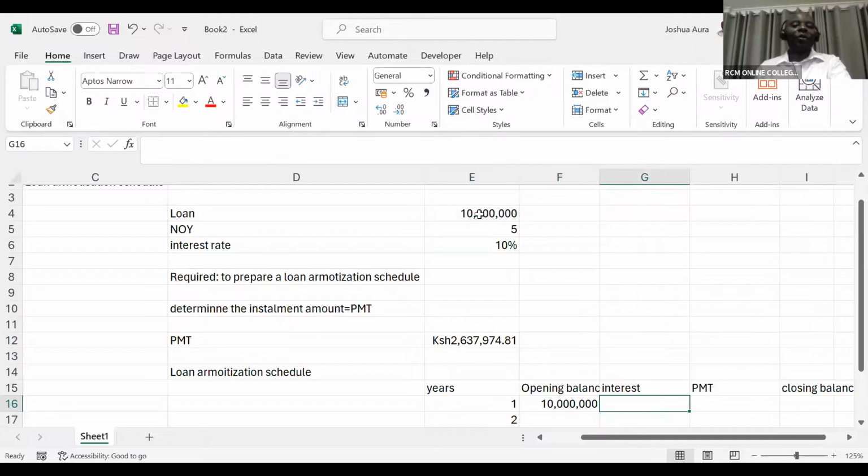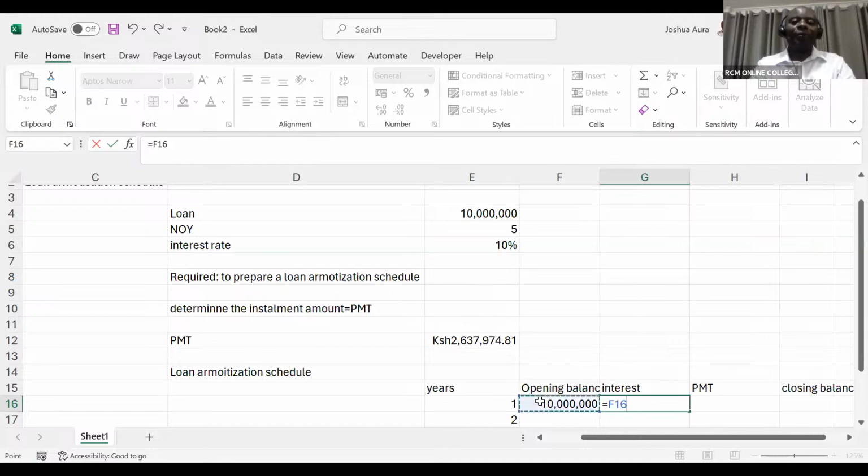Now the next one is the interest. Interest for the first year. We know that this guy stayed with our money, which was 10,000, for the whole of the first year. Remember it's reducing balance basis. So interest, I'll say equals to get started, and then I pick the opening balance. And then I multiply this with the rate of interest, 10%.